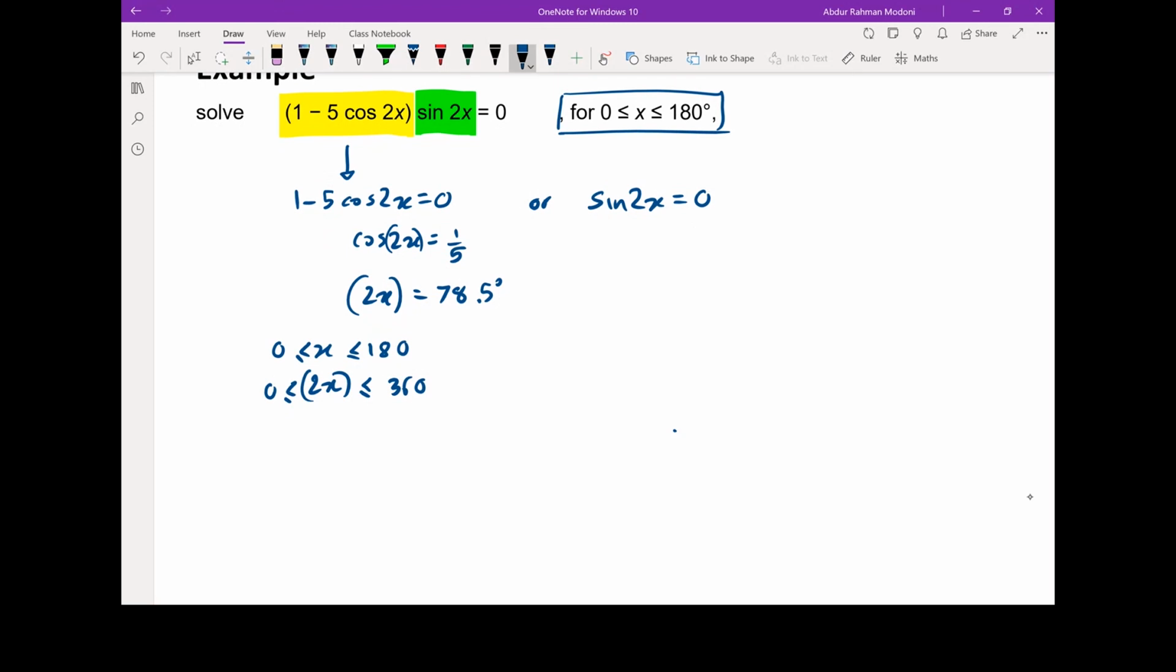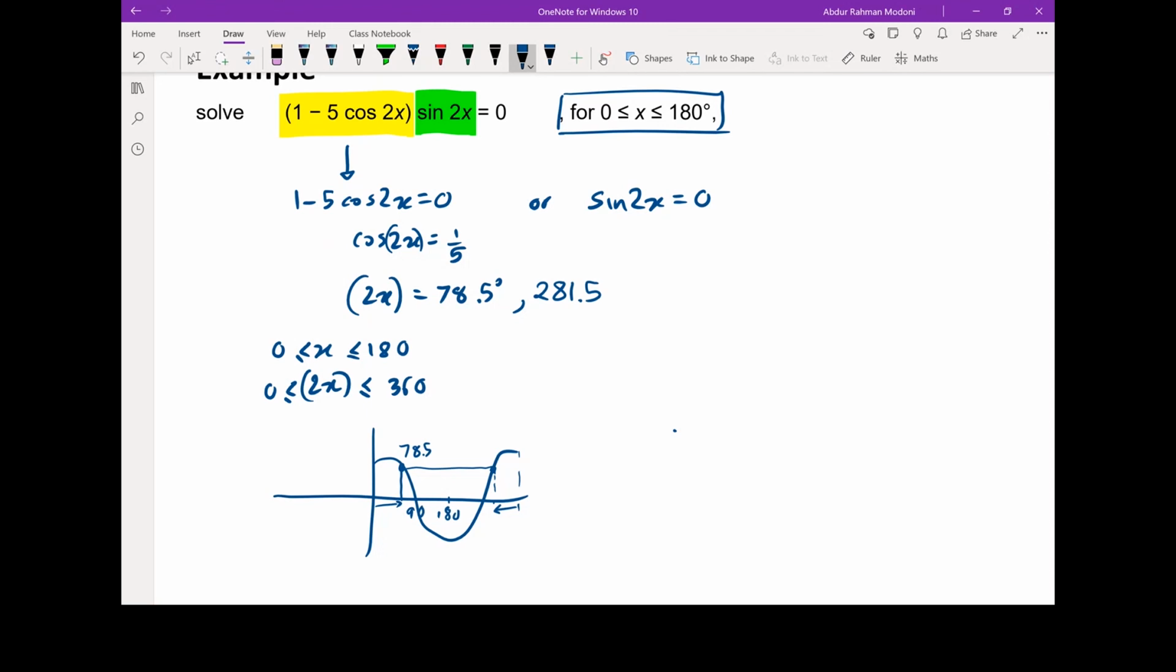So we'll draw the cos graph here. Here's one cycle of the cos graph. That's all we need, one cycle. And we'll look at where 78.5 is. So this is 90, 180. So 78.5 is somewhere around here. Going across, this gives us our second solution, which we can find by using symmetry. So the other solution is going to be 360 minus 78.5, which gives us 281.5.